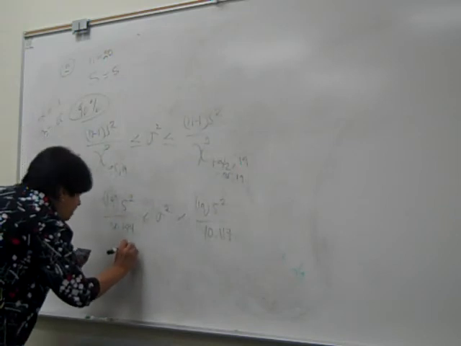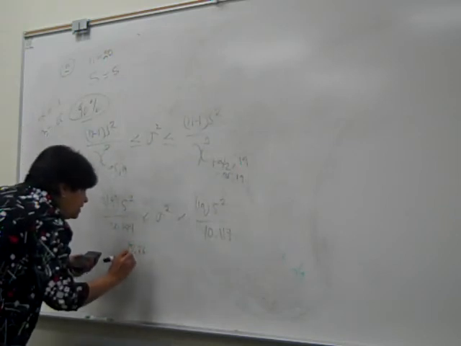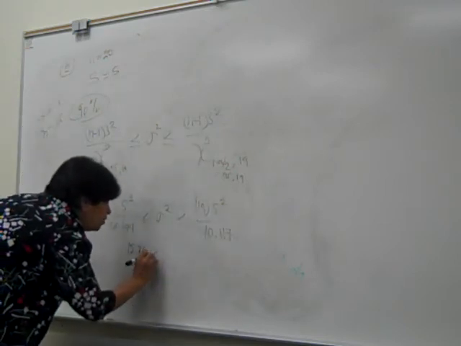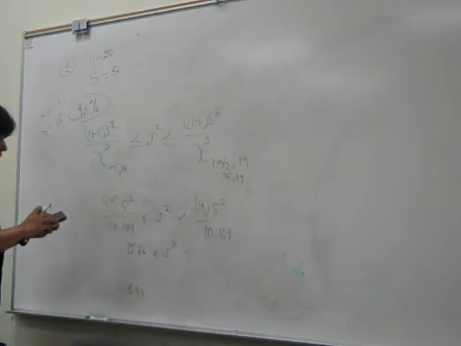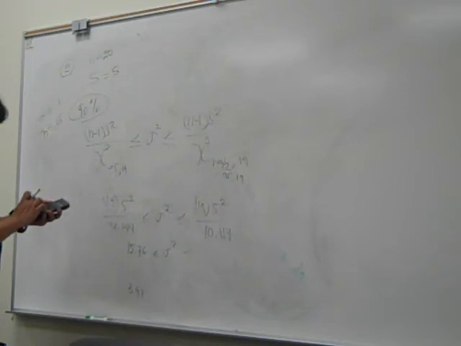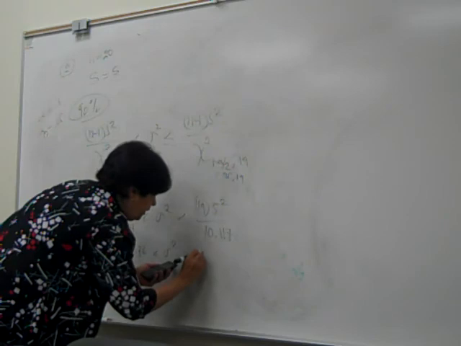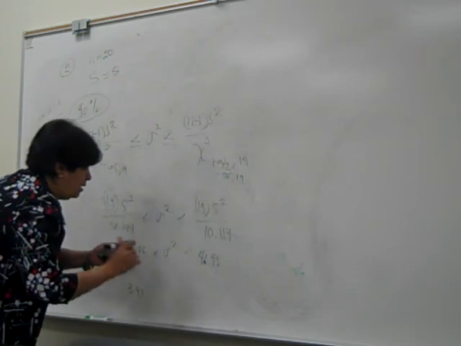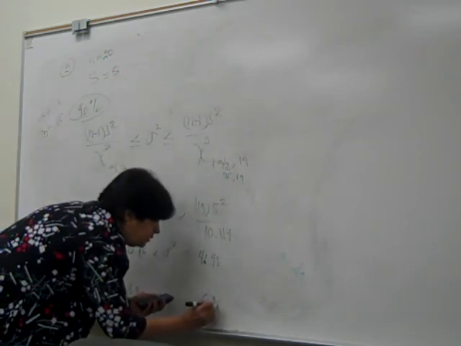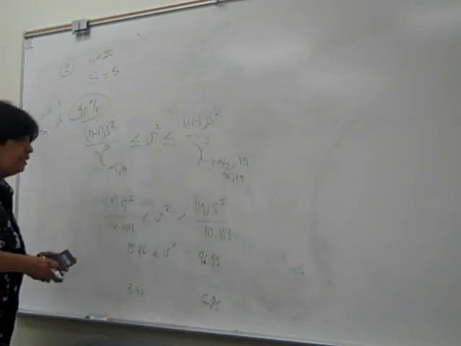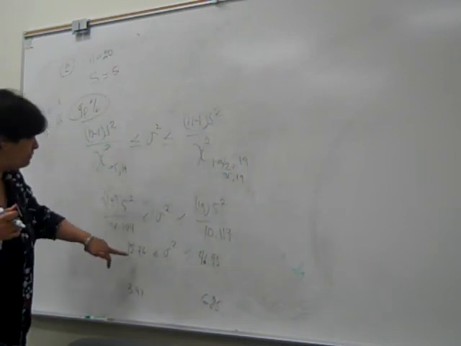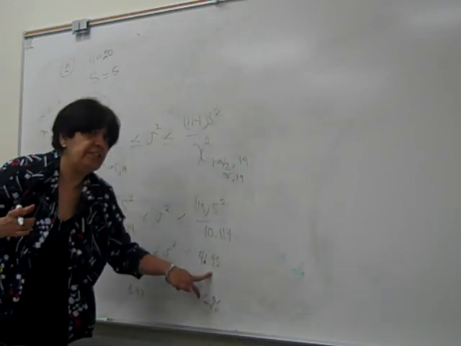This is 15.76, less than or equal to sigma squared, less than or equal to 19 times 5 squared divided by 10.117, 46.95, and I'll let you know this. Okay? So the confidence interval for the population variance is between 15.76 and 46.95.